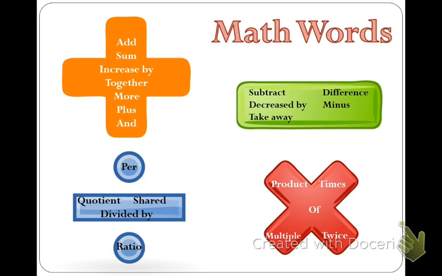But I want you to look up here and read to me the key words that you might need whenever you are adding something. Read them to me. Add, sum, increase by, together, more, plus, and. All right, so if you have something that says add together 2 and 4, you would just know that that keyword "and" means you've got to plus them or add them together, okay?